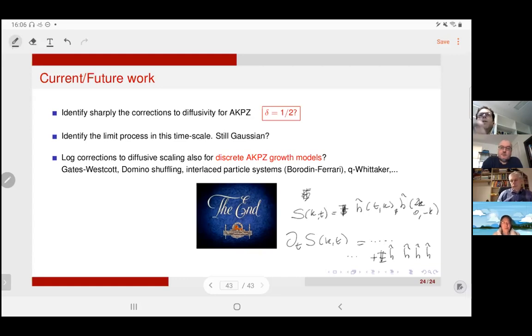I mean, in a sense, if the model is non-Gaussian, it's weakly so. It's not a crazy approximation.